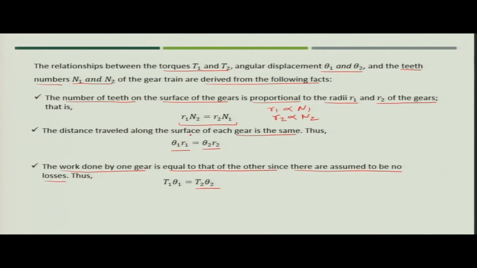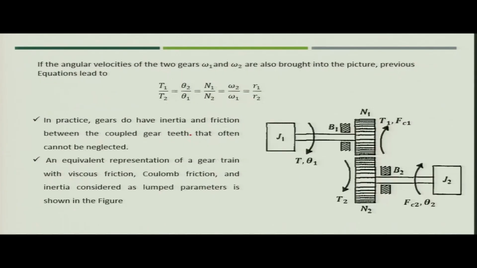So, using these three correlations we can write that T1 upon T2 is equal to theta 2 by theta 1, and equal to N1 by N2, and equal to omega 2 by omega 1, and equal to R1 by R2. So, this is the most important correlation which we use in case of gear system to correlate the various parameters from one side to the other side.